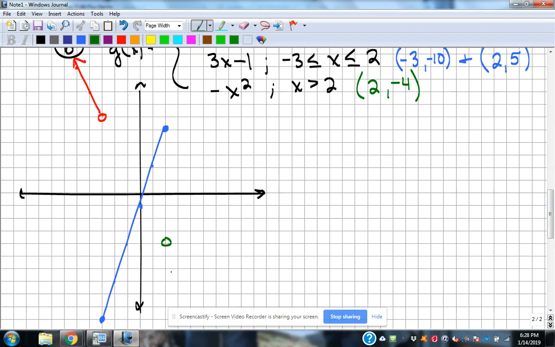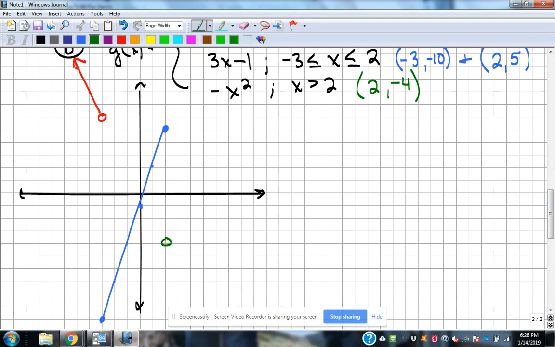What does the graph of negative x squared look like? Is it straight or curved? It's curved. It's a parabola. So normally x squared looks like that, but because it's negative, it flips down. All right. Now, how much does it curve?